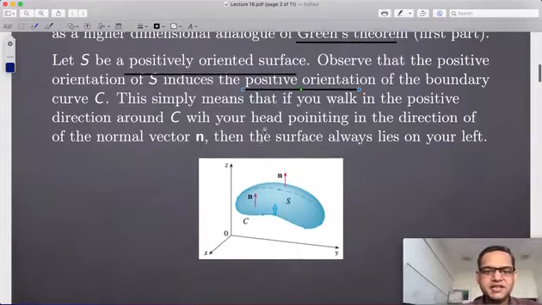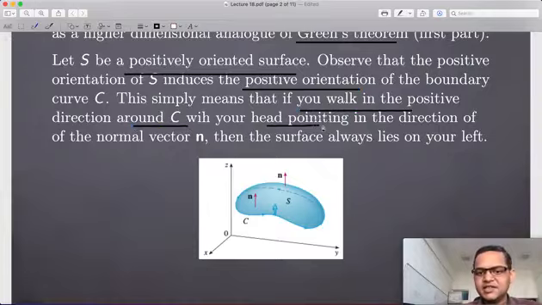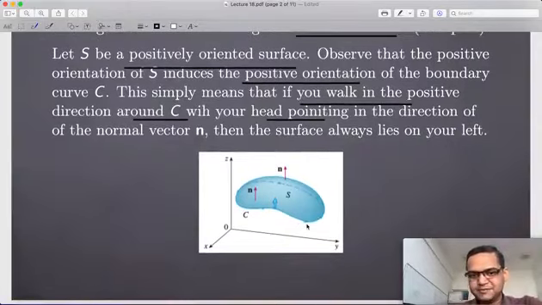What does it mean? It simply means that if you walk in the positive direction around this curve, then your head is always pointing in the direction of the normal vector, the outward normal vector. So this is how the positive orientation on the surface induces a positive orientation on the curve, and the meaning of this is precisely what I just said, okay?